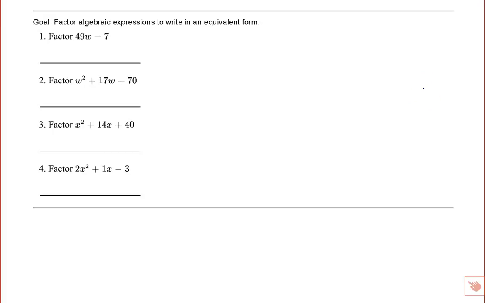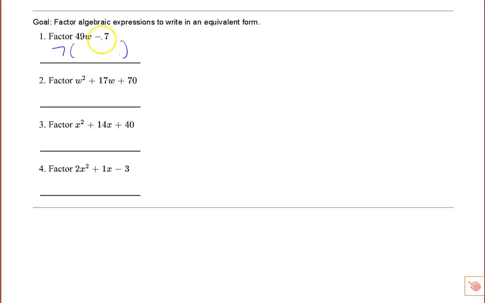In this video, we're going to factor algebraic expressions to write them in an equivalent form. So when I look at number 1, I see two terms, 49w and 7, and I think to myself, 7 goes into both of those, because I know that 7 goes into 49, and 7 clearly goes into 7. And there isn't anything bigger than 7 that would go into each. So I'm going to factor out a 7.